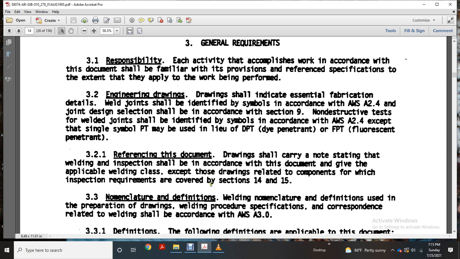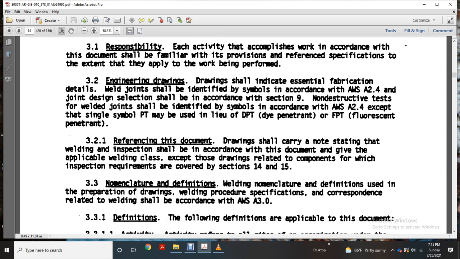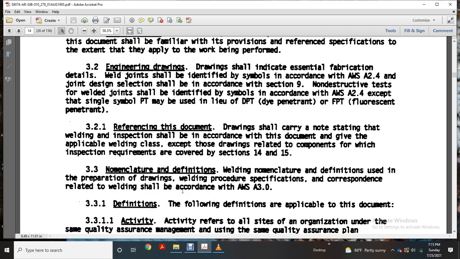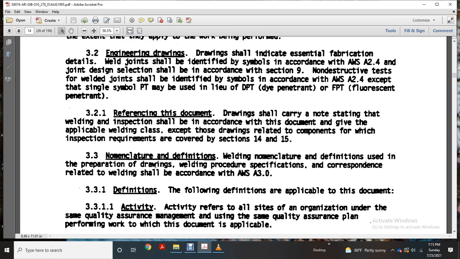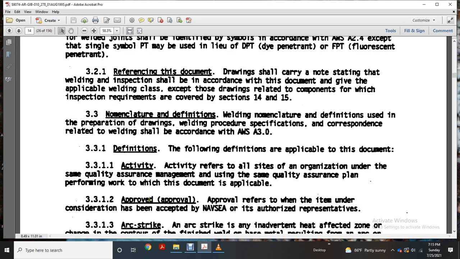3.3 Nomenclature definition. When using welding nomenclature definitions for the preparation of the drawing and welding procedure specification, correspond with the welding in accordance with AWS A3.0. The following definitions are applicable to the document. Activity refers to all elements of the organization under the same quality assurance management, using the same quality assurance plan and performing work to what the document is available to prove.